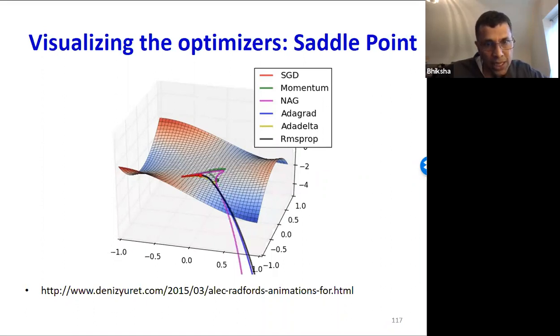NAG is Nesterov's accelerated gradient. It's optimal when you actually have a clear path to the minimum. But you have to take a chance on it finding the right position, whereas these other methods will get to a local minimum much more consistently.